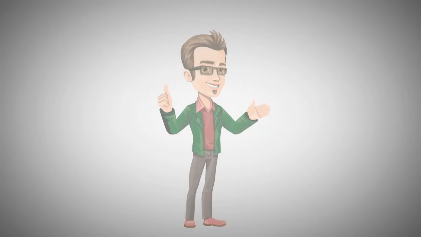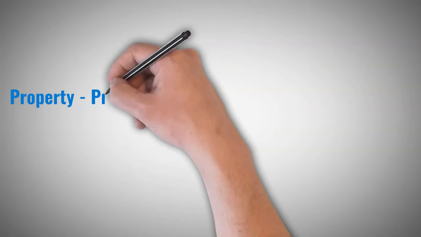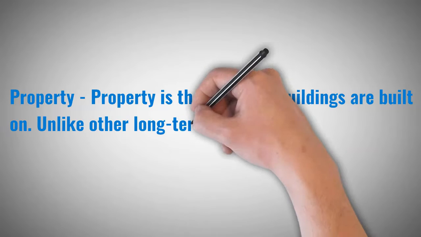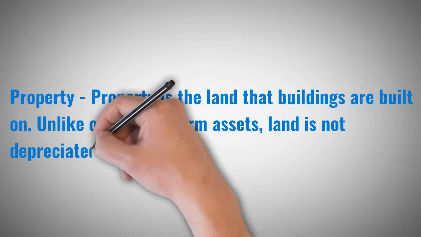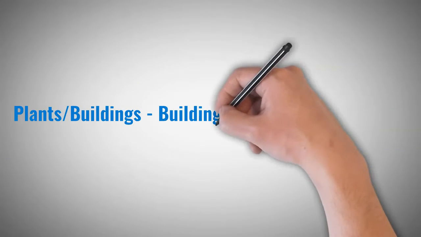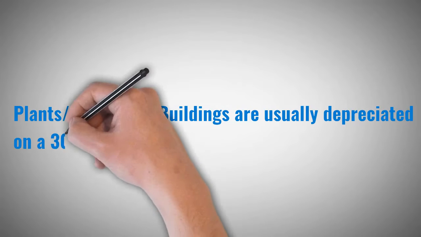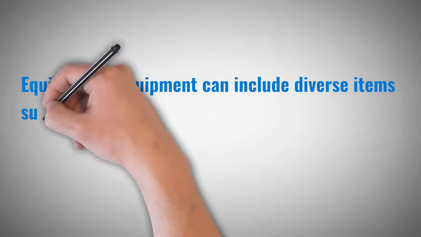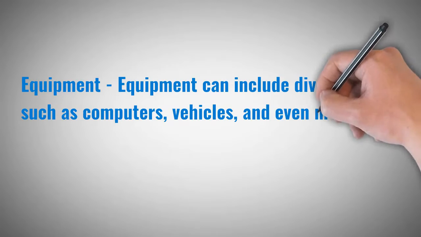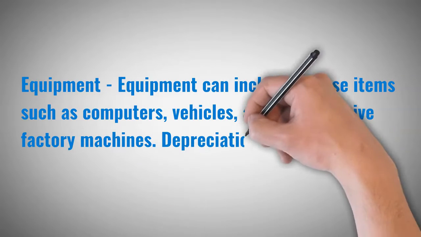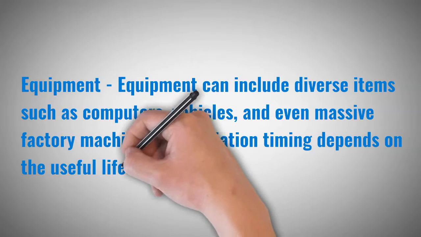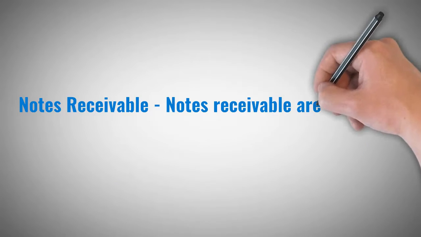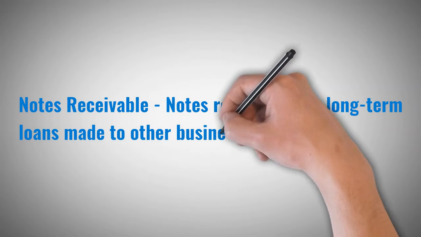Here is a list of long-term assets. Property. Property is the land that buildings are built on. Unlike other long-term assets, land is not depreciated. Plant/buildings. Buildings are usually depreciated on a 30-year basis. Equipment. Equipment can include diverse items such as computers, vehicles, and even massive factory machines. Depreciation timing depends on the useful life of the individual items. Notes receivable. Notes receivable are long-term loans made to other businesses.